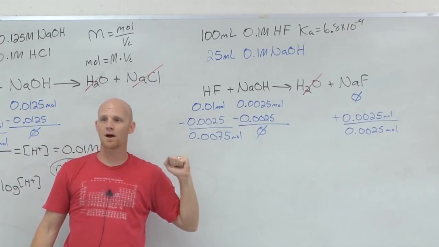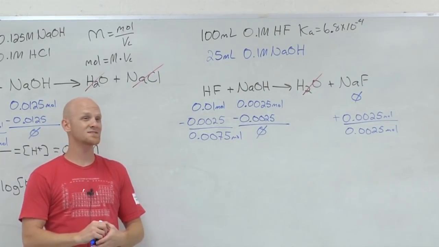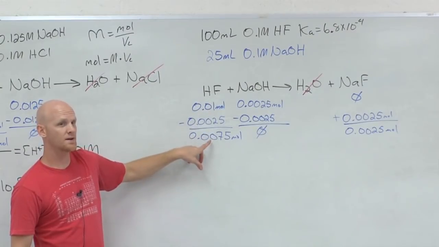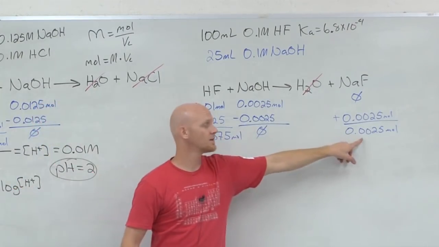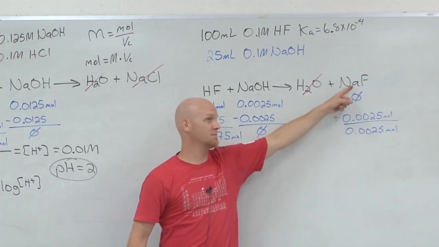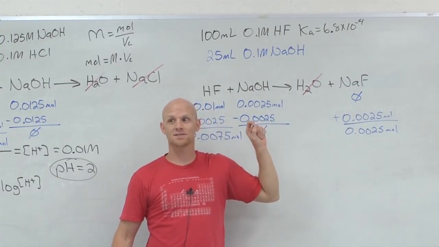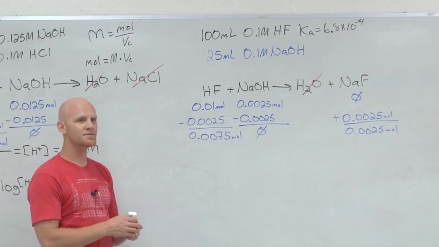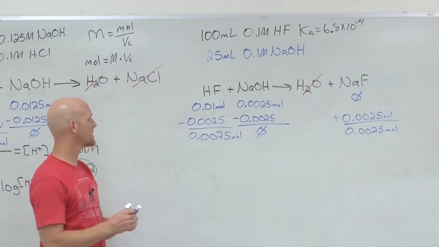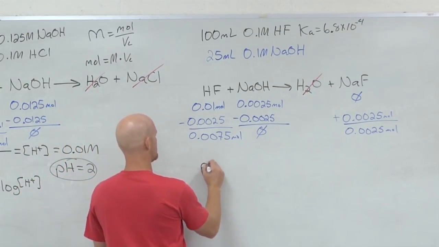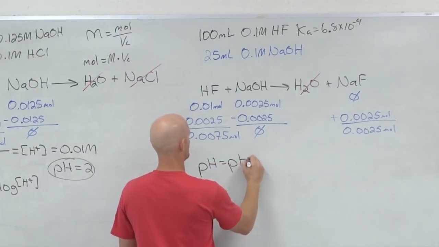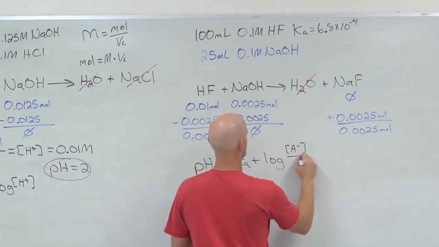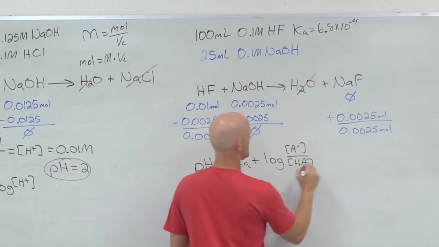And so if we look at what's left in our solution, which of the 5 types of calculation problems is this going to be? I've got a weak what? Weak acid and its conjugate base. What kind of problem is this? It's a buffer. And what do I use to do a calculation for a buffer? Henderson-Hasselbalch. Awesome. And so we'll go pH equals pKa plus log A minus over HA.